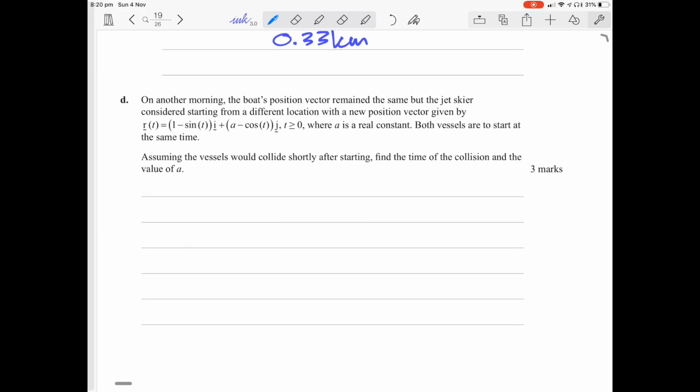Another morning, the boat's position vector remained the same, but the jet ski is considered starting from a different location, which is that one, where both vessels start at the same time, assuming the vessels will collide shortly after starting. Find the time of the collision and the value of a.